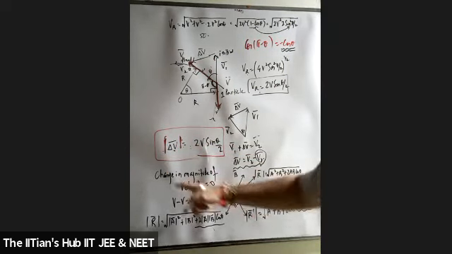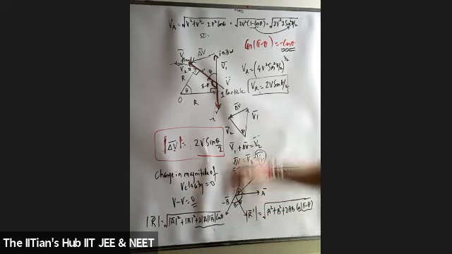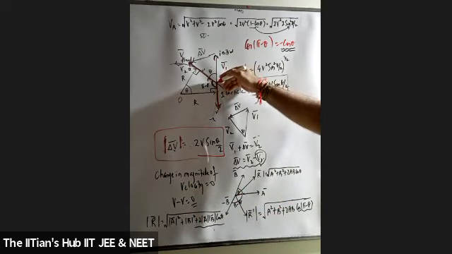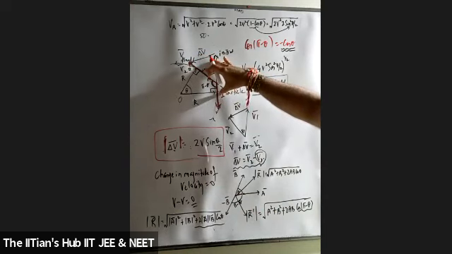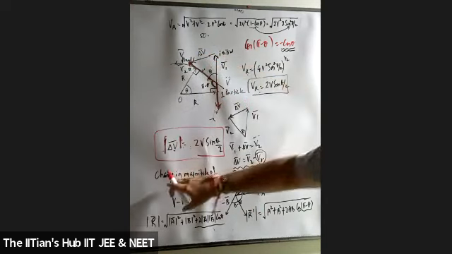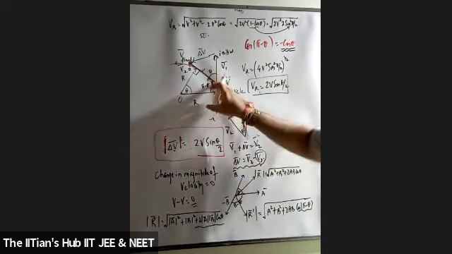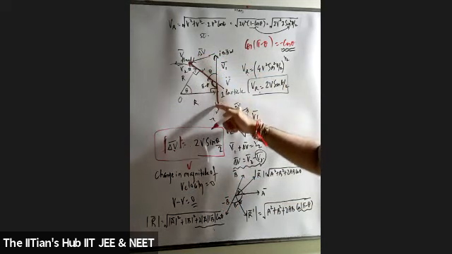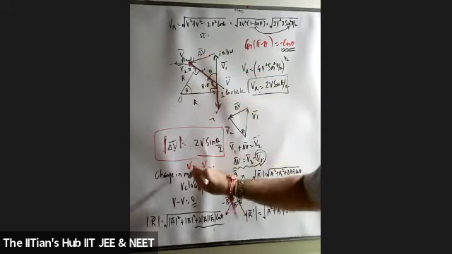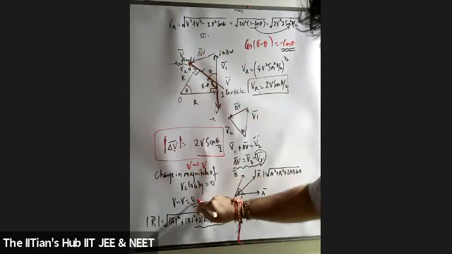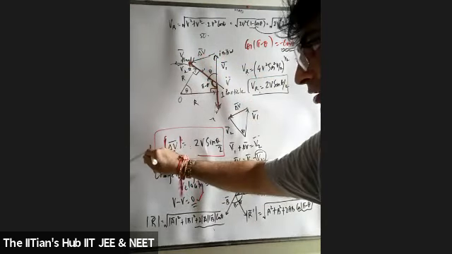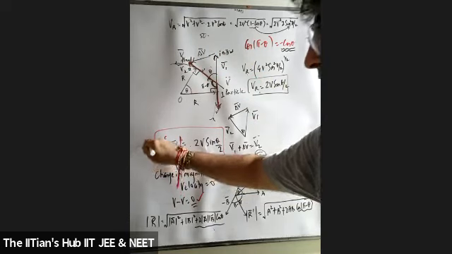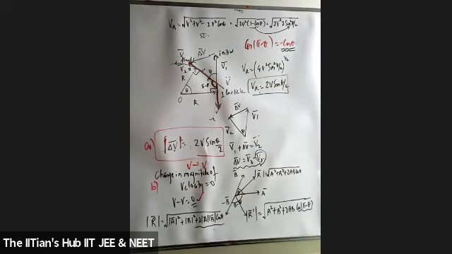Now if I ask you for the change in magnitude of velocity, students, look: this is one and this is the other, and I simply need to find the difference between these two. The magnitude of velocity over here is v, and the magnitude of velocity over here is v. I want the change. What's my answer? 0. So this is your first answer, that is answer A, and this is answer B.